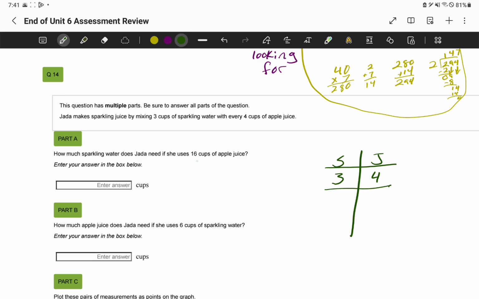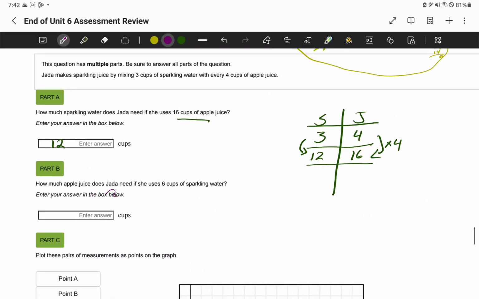Well, if we want 16 cups of apple juice, then I'm multiplying by 4. 4 times 4 is 16. So I multiply by 4, and I get 12. So that's 12 cups. Well, for the next question, how much apple juice does she need if she needs 6 cups of sparkling water? Well, if I need 6 cups of water, that's times 2. So I multiply by 2. 4 times 2 is 8. And so I've got my 8.